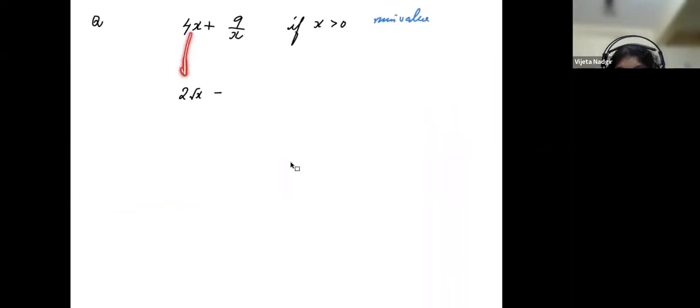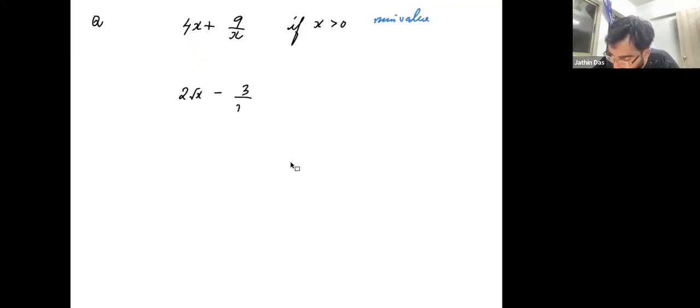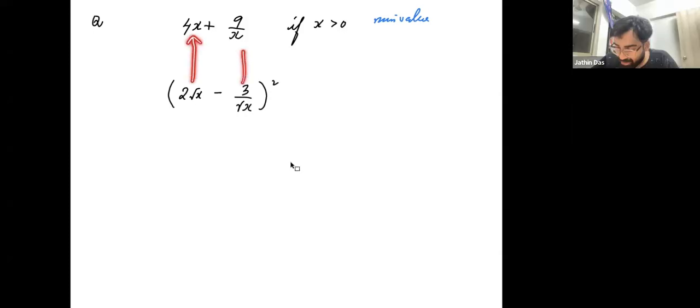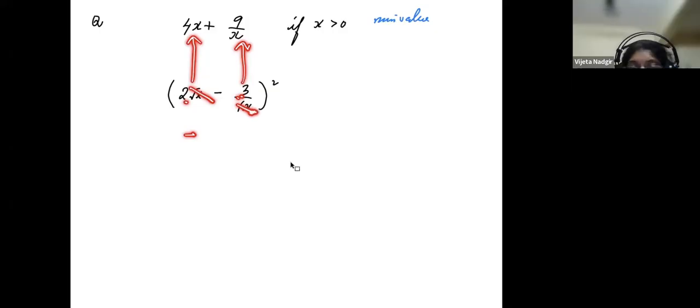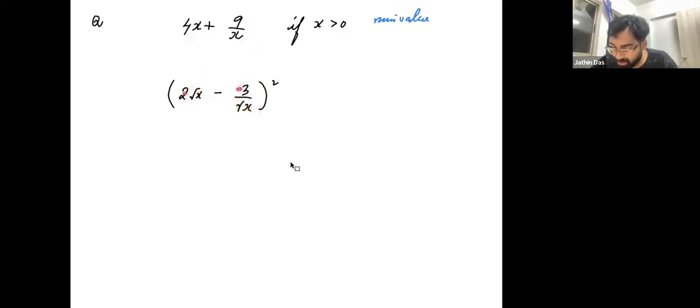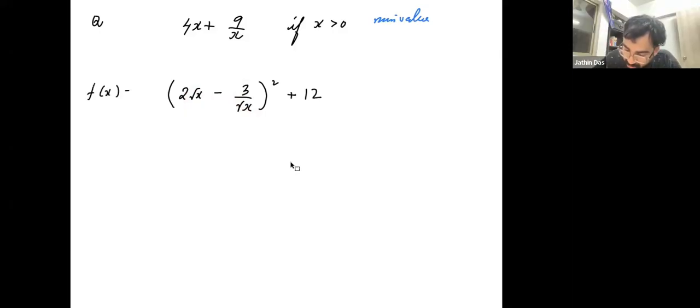Listen. Here, 2 root x. What will be its square root? 3 by root x. 3 by root x. And I'll simply keep a square. So when I square, I'll get this and this. Now what is your 2ab term? Minus 6. Root x and root x should cancel. I should get a number there. So it will be minus 12. To counter that, I'll put a plus 12. So this is the function. Now you know this is always greater than or equal to 0. So this whole function will always be greater than or equal to 12. This is what you always have to play with.